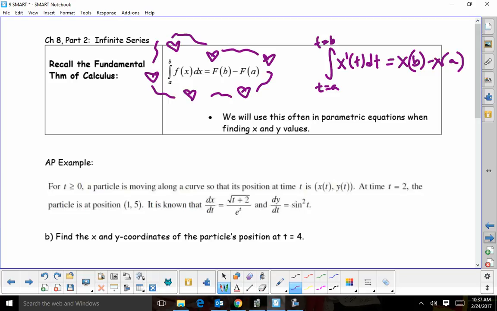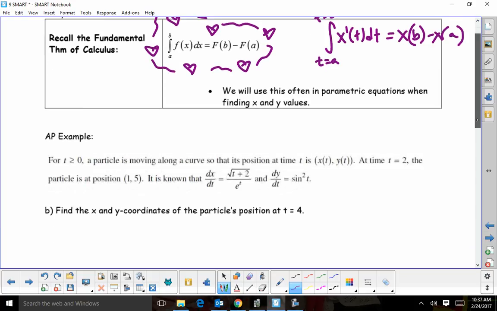So they're asking you to find another x value or another y value. This is how we're going to see it and how we're going to set it up with the fundamental theorem of calculus.